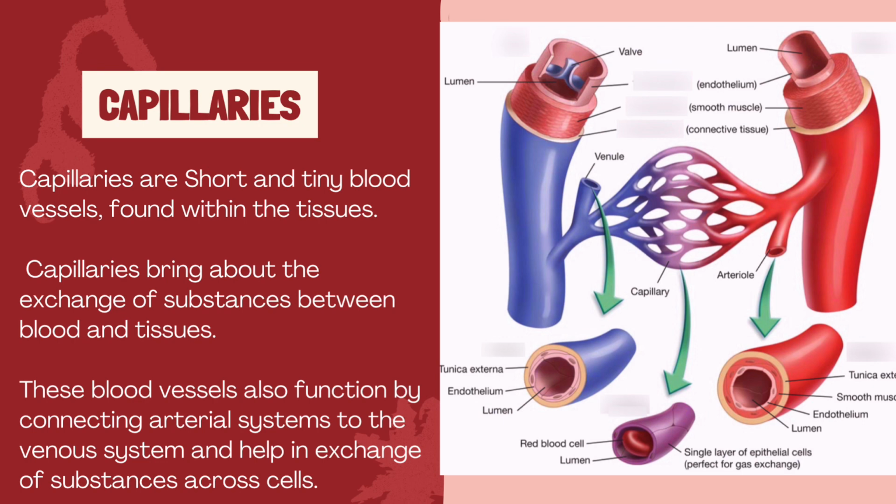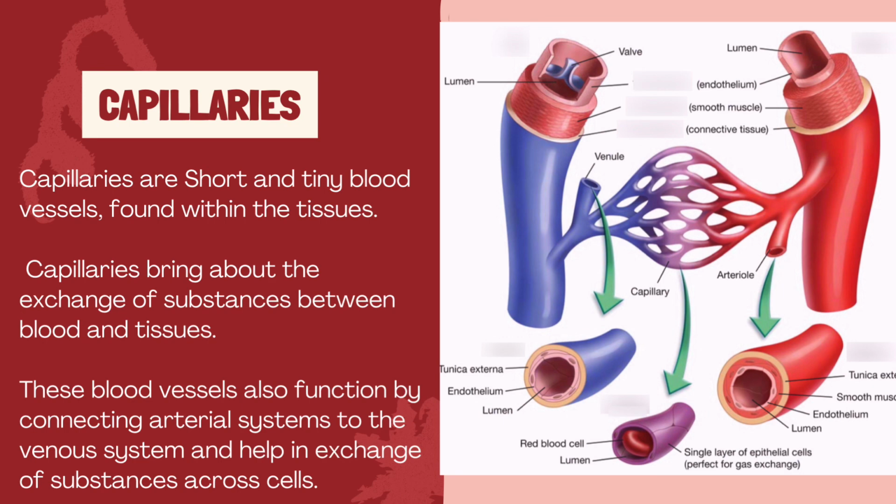So we can say the veins are extending as a venule that is opening into a capillary, and the artery is extending into an arteriole and opening into a capillary. So capillaries are short, tiny blood vessels. These are a kind of network of blood vessels that are found within the tissues. So this location is very important.